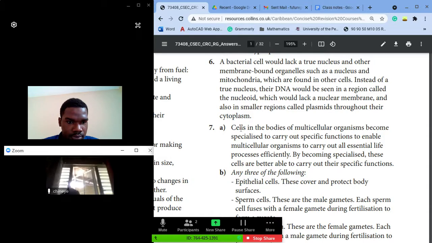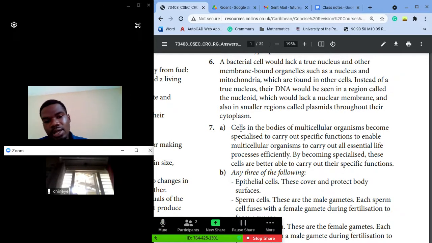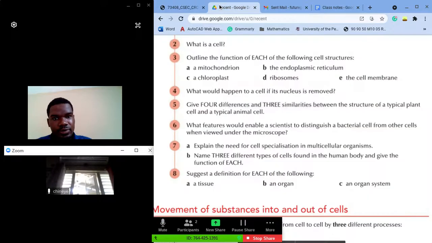Okay. And also, their DNA would be seen in a region called the nucleoid, which would lack a nuclear membrane, and also in smaller regions called plasmids through the cytoplasm. But essentially, the answer is, because a bacteria doesn't have a nucleus and a mitochondria, that makes it distinguishable from an actual true cell. Alright, question 7.